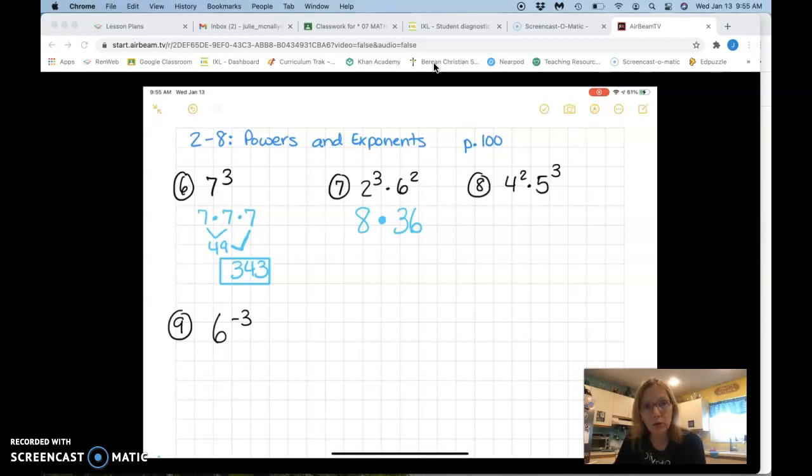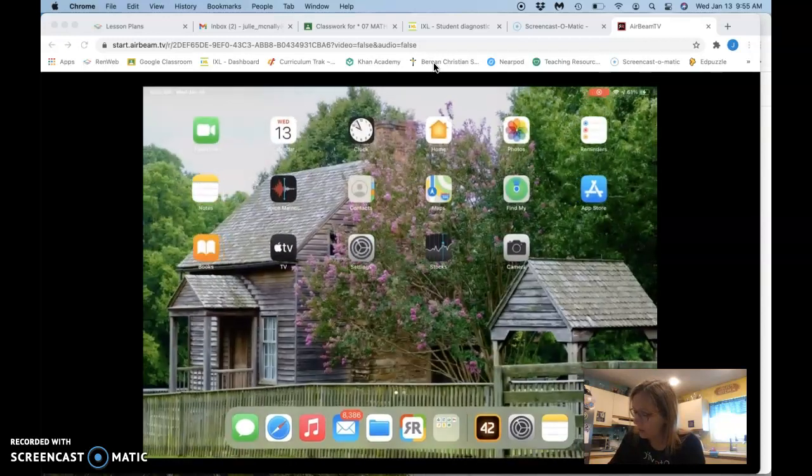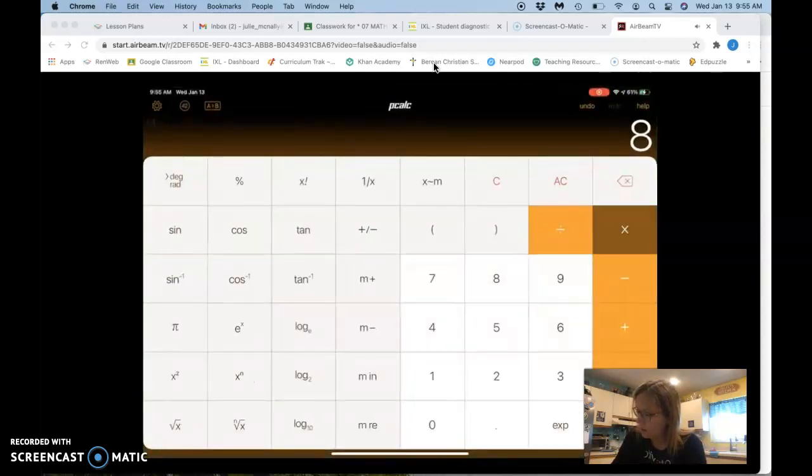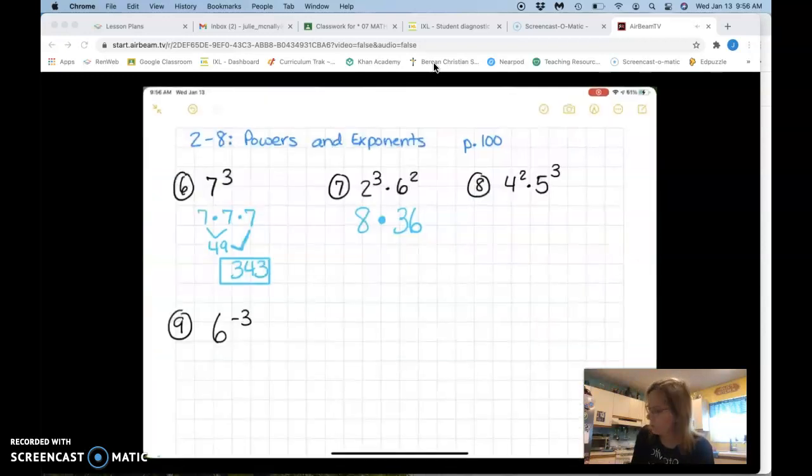So these have an extra step because we've got to write down what the exponents equal, and then we've got to multiply those together to get the final answer. So let's do 8 times 36, and we get 288. I'm just going to do it one more time to make sure I didn't do something wrong. Okay, so 288.